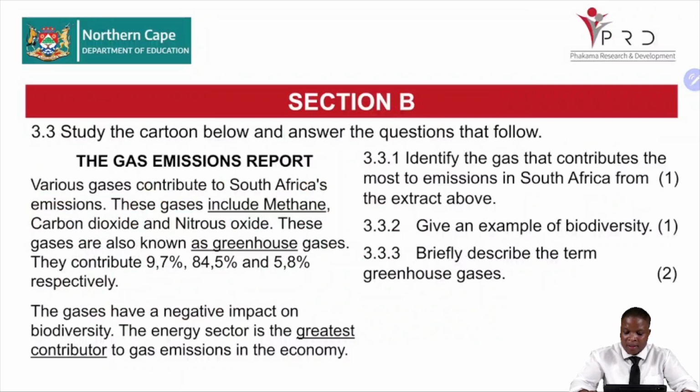3.3.1, identify the gases that contribute most to the emission in South Africa from the extract. Give an example of biodiversity. Remember, we're talking about species and different types of species of animals and plants, so you can give an example of those. Briefly describe greenhouse gases. Because you have to read an extract there, you'll be given 8 minutes to complete the task. Then you look at your marking guideline.